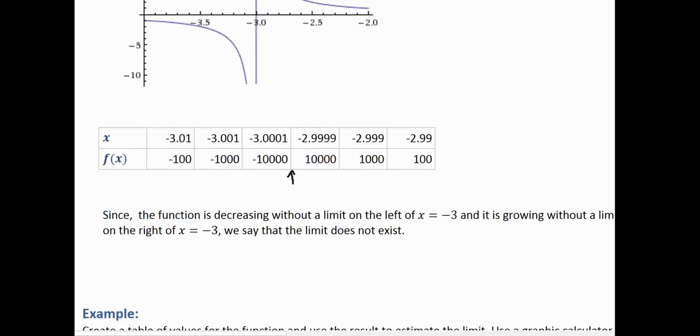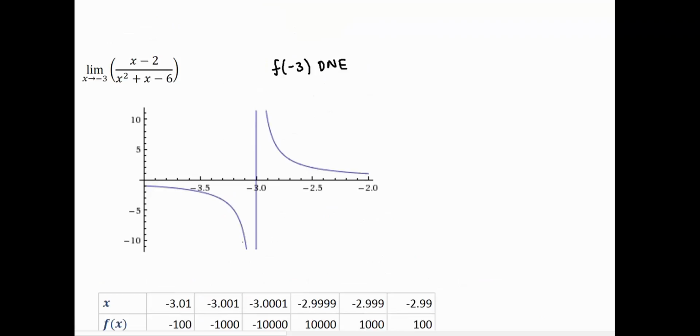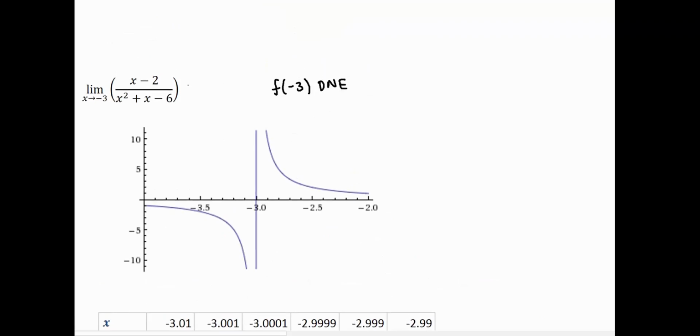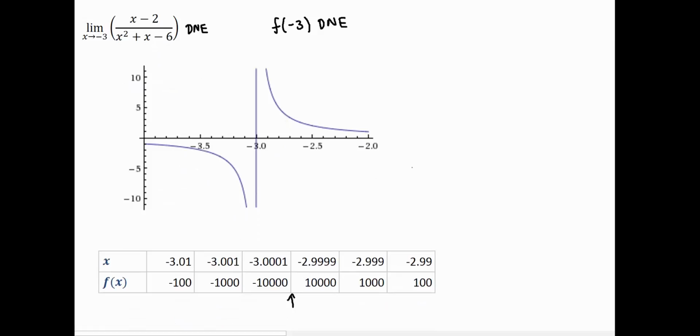Since the function is decreasing without a limit on the left of x equals negative 3, and is growing without a limit on the right as x goes to negative 3, then we say that the limit does not exist. And this is perfectly fine. Whenever you have this situation, you just say the limit does not exist. In this case, the function was not defined, and the limit was not defined either, or did not exist. That can happen, that's perfectly fine.